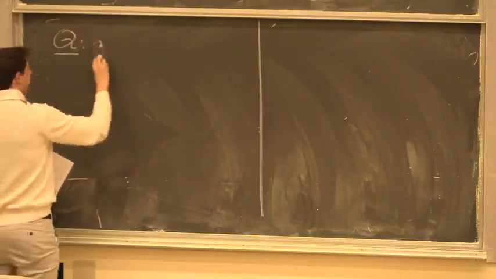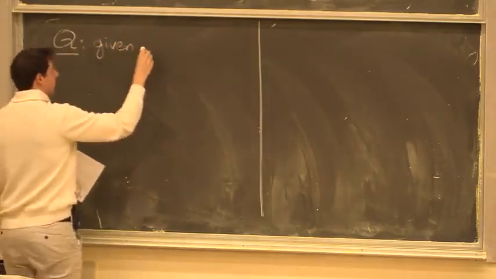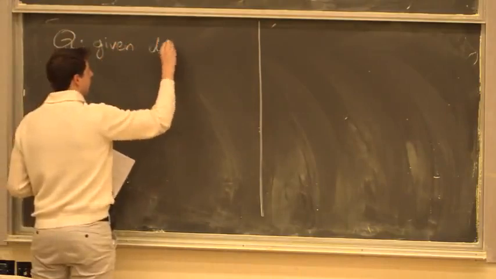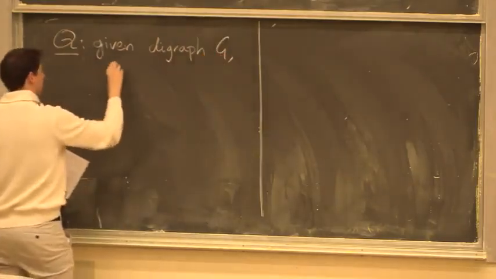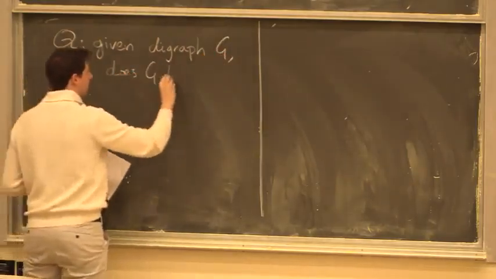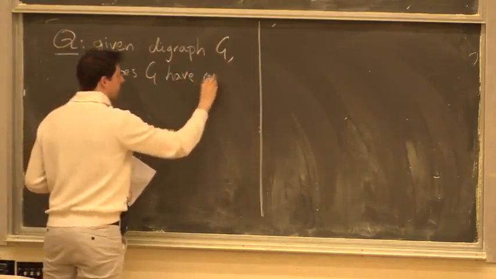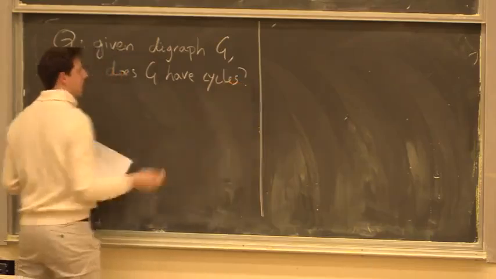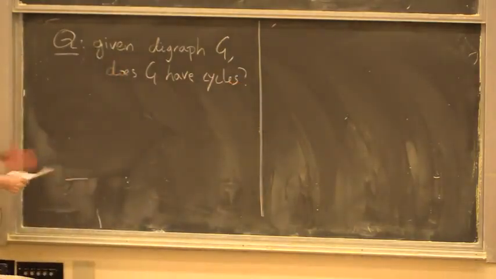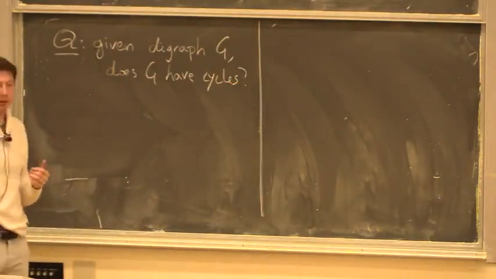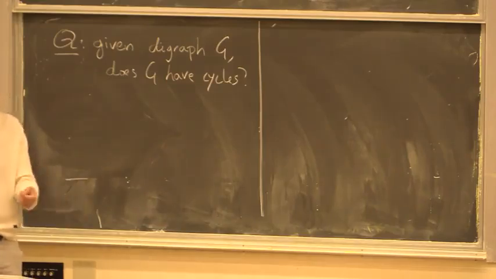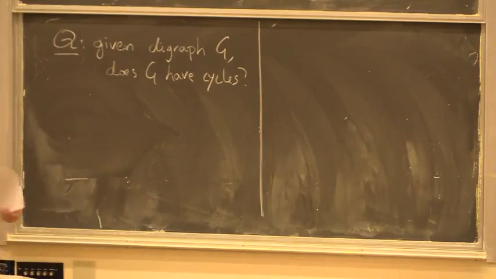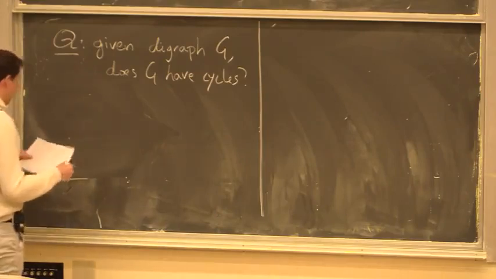So given a digraph G, does G have cycles? Okay? So that's the first question. We look at a graph. Can we even figure out in a reasonable amount of time whether it has cycles or not? Of course, you could go and look for every possible cycle, but that's going to take a very long time. So we want to do something a bit smarter, okay?